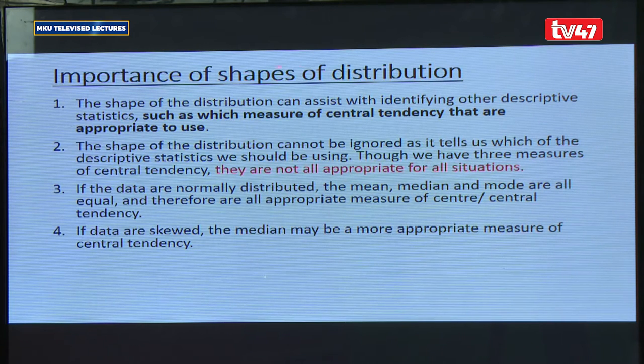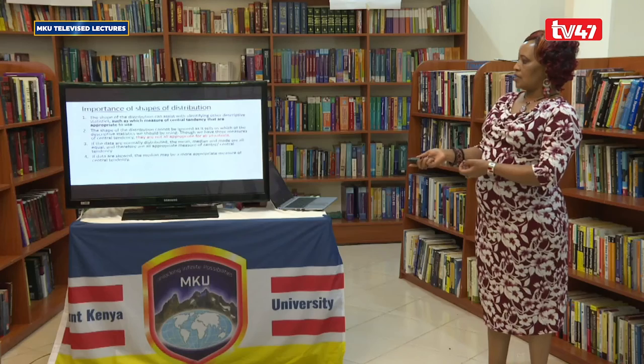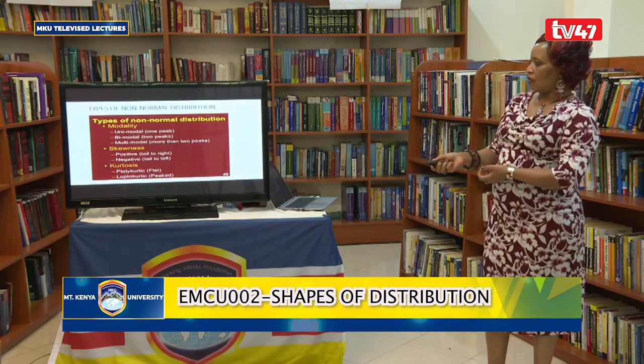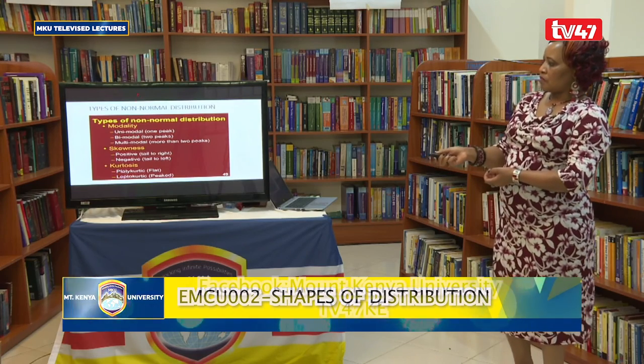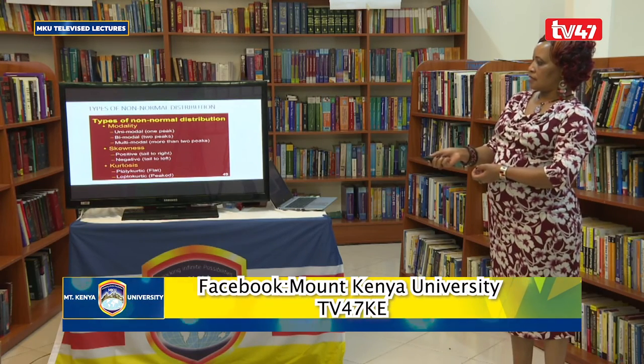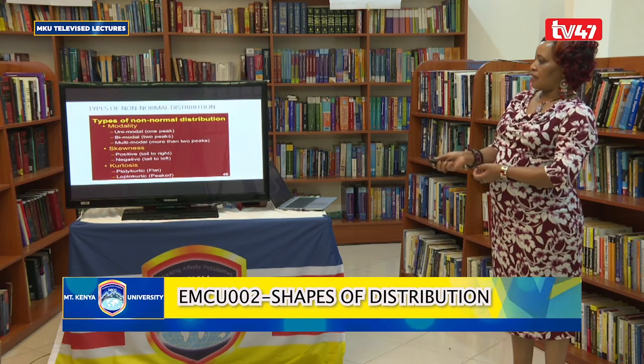Also, the shapes of data are important because they are able to tell us whether the data is skewed to the left or to the right, or whether the data has kurtosis. All this is going to be possible through looking at various types of shapes of distribution. We want to begin by looking at the three types of non-normal distribution shapes. That is the modality, the skewness, and the kurtosis.